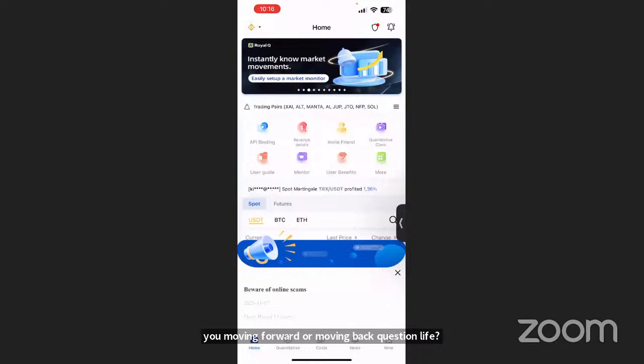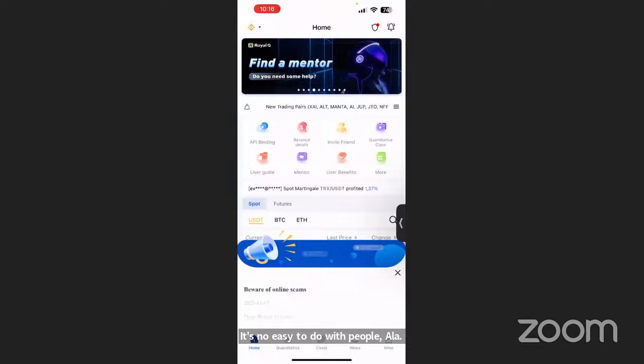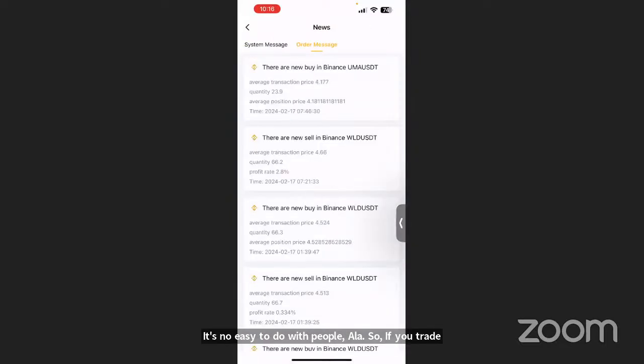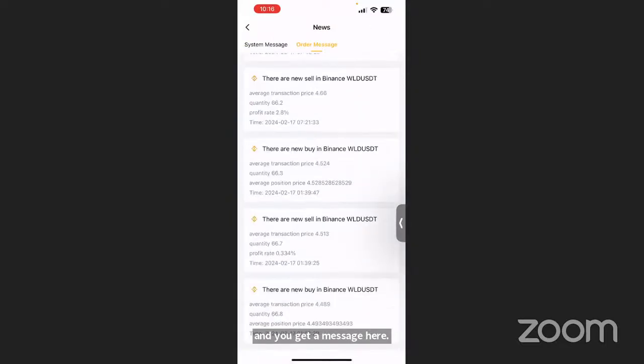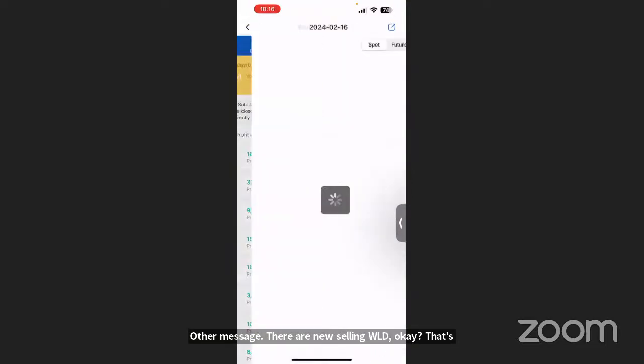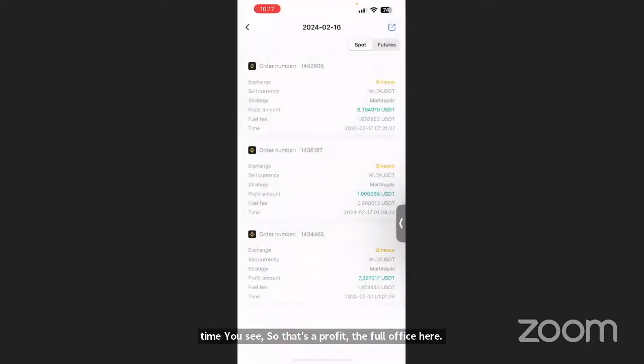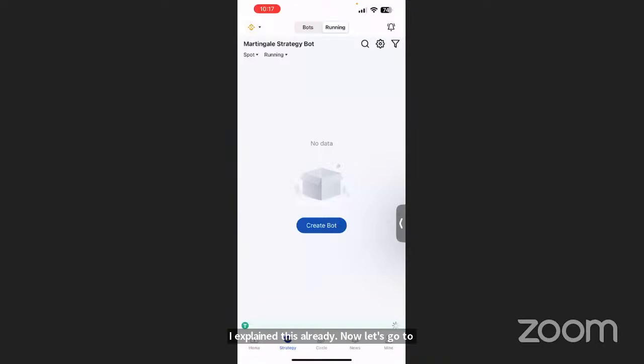So, Mashima, if you trade and you get a message here, there are new sells in WLD, okay? Let's go and check WLD revenue details. This is WLD. One sold at this time, another sold at this time. Do you see WLD? So that's the profit. The fuel fee is here. I explained this already. Now let's go to the transaction record on WLD.